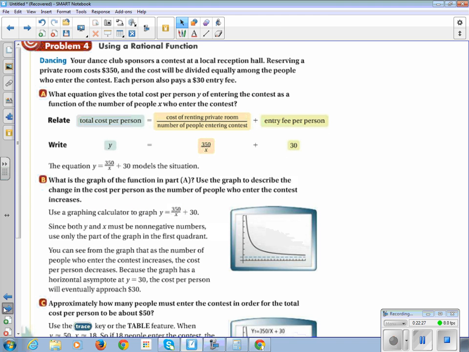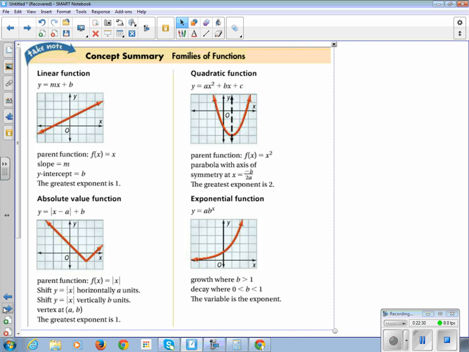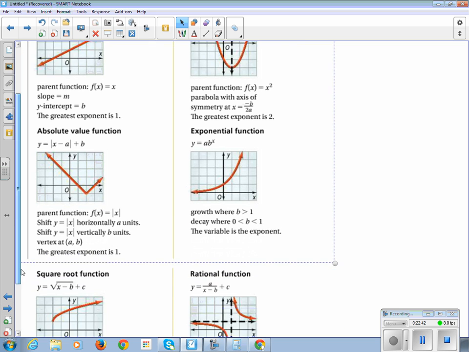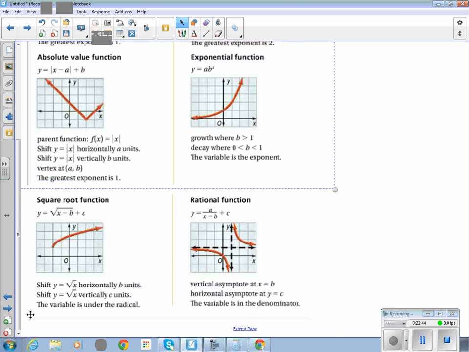All right, lastly but not leastly, I wanted to put in your notes this families of functions. I wanted you to have the linear, quadratic, absolute, exponential. We've done all these functions. We recently did square root, and lastly but not leastly, rational functions. That way nobody can say you never saw this.